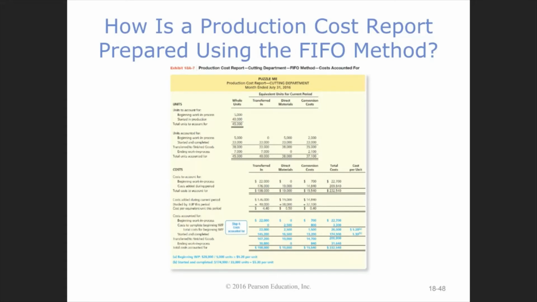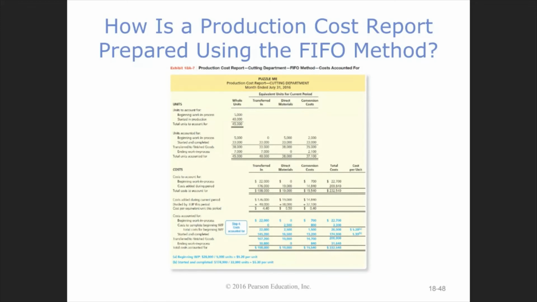And then for this one, step 4, cost accounted for, we have our beginning work in process. It shows us here, we've got letters A and letters B. Hopefully you can see those. You can blow this screen up probably on your PowerPoint. But for A, it says beginning work in process. We've got 25,000 divided by 5,000 units equals $5.20 per unit.